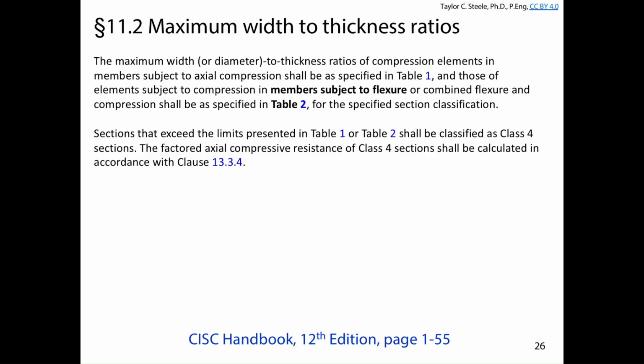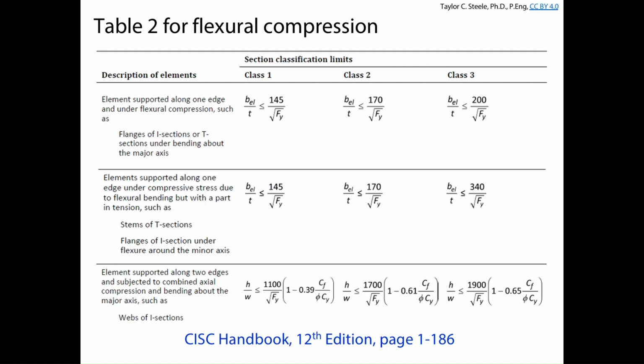Okay, so table 2 is basically table 1, but now it's a little bit different for the web in particular. And basically the flange is similar to what we saw before. This was B over T for the flange had to be less than or equal to 200 divided by the square root of Fy to use the compression resistance equation without reducing the area.